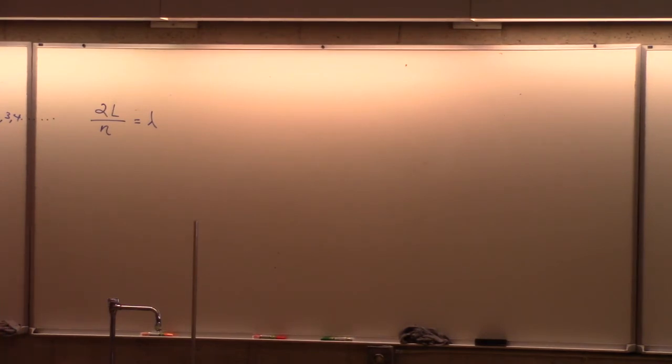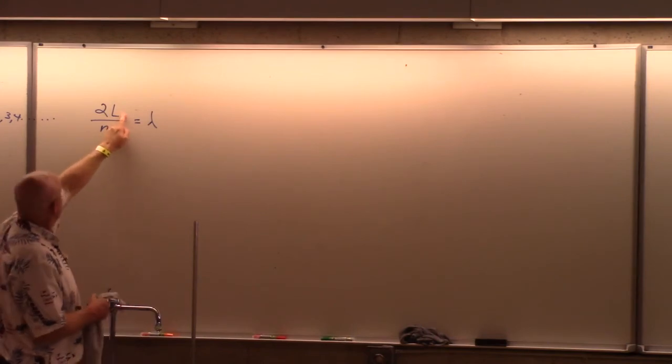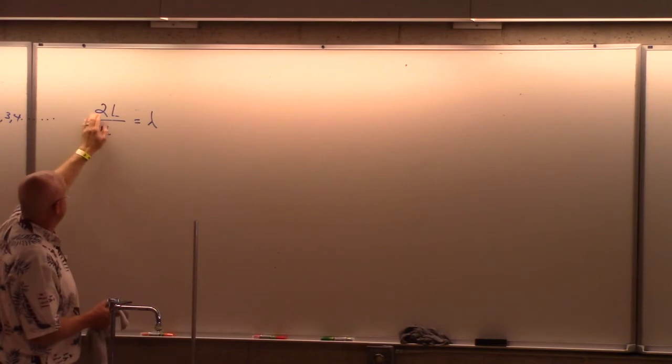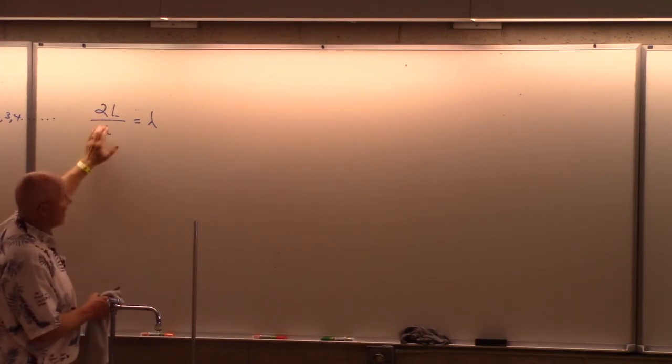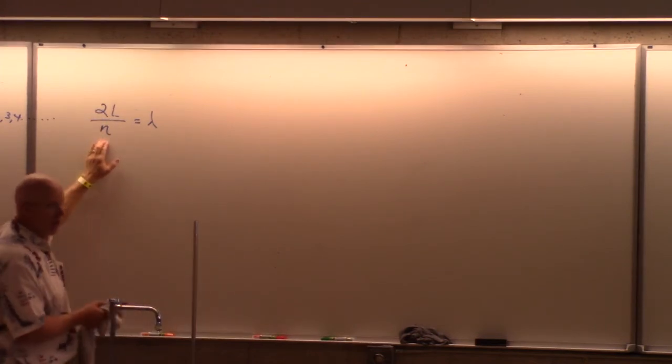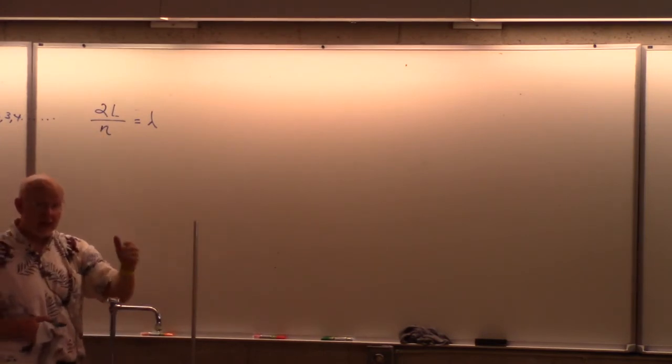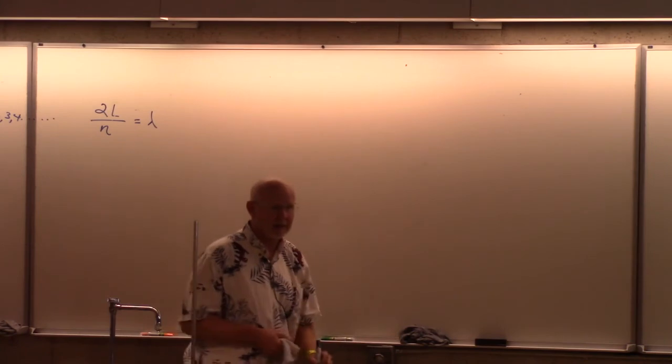So again, you can't get all of them. There's not any number. You can't get like 7.5. But let's just say the length is 1. 2 times 1 is 2, so you can go 2 divided by 1, that's 2. You can have 2 divided by 2, that's 1. You can have 2 divided by 3, that's 2/3. You can have 2 divided by 4, that's 1/2. So there's all these different wavelengths, but they're quantized.